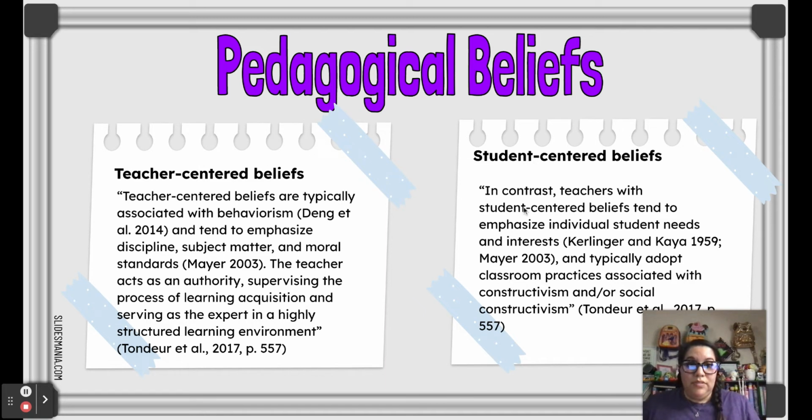Student centered beliefs are teachers who tend to emphasize individual student need and interest, and they typically adopt classroom practices associated with constructivism or social constructivism. And these teachers, I feel, just in my own experience, are going to be the ones who develop more relationships with their students. They think about student needs, they think about student creativity, and just how those individual students can learn things differently.